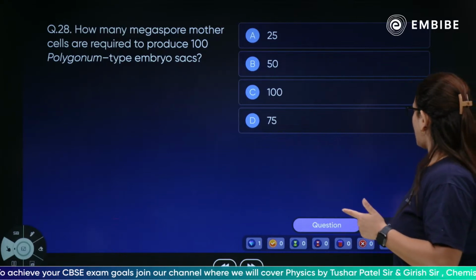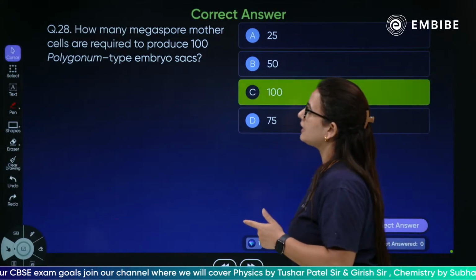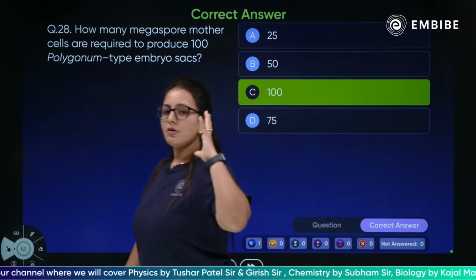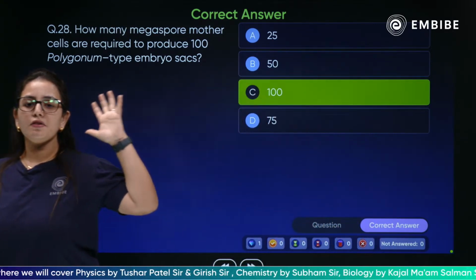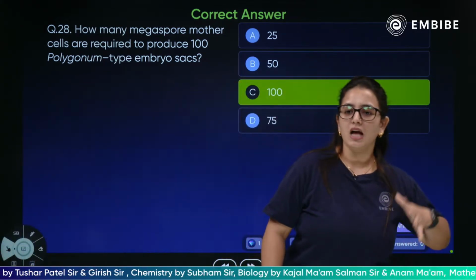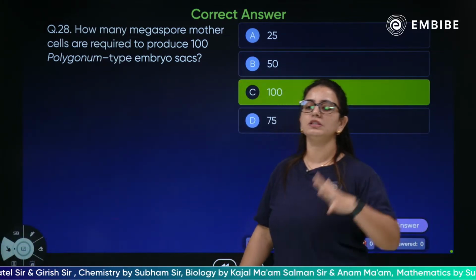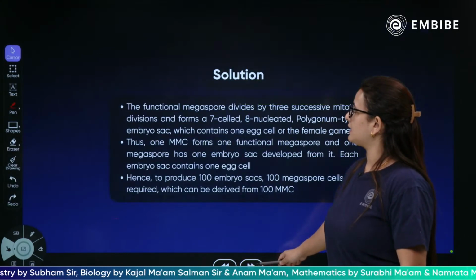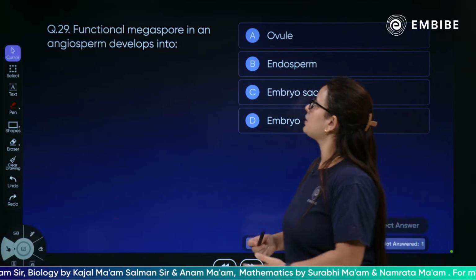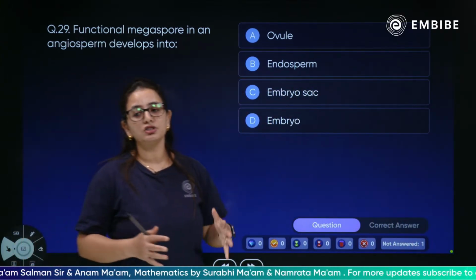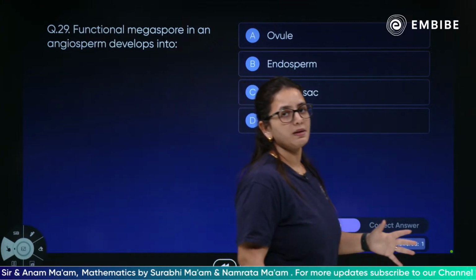Very simple answer, it has to be 100. Because when one megasporogenesis happens, it produces 4 megaspores, 3 will degenerate and 1 will survive. To produce 100 megaspores, we have to do the 100 meiotic divisions. Absolutely correct. Next question.